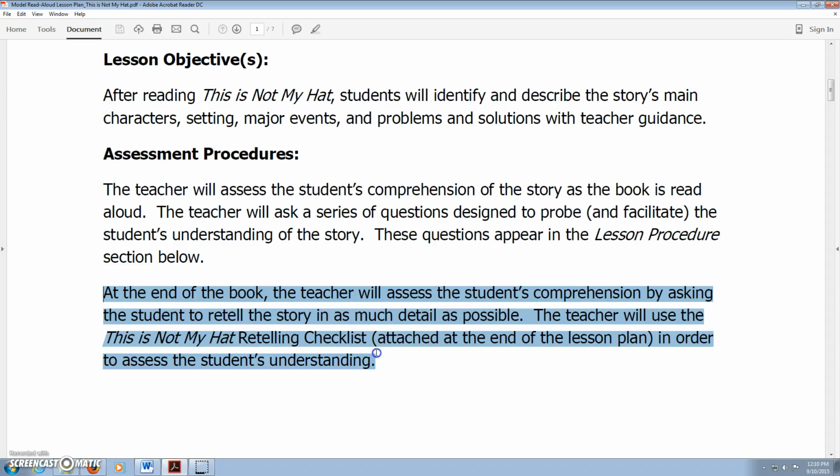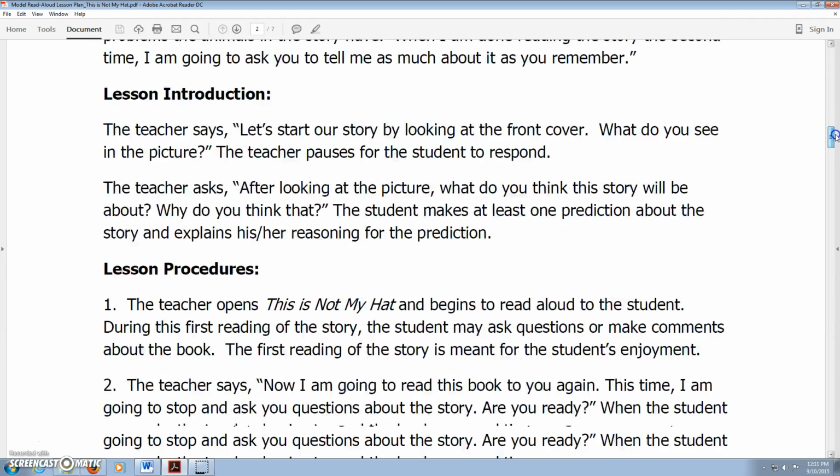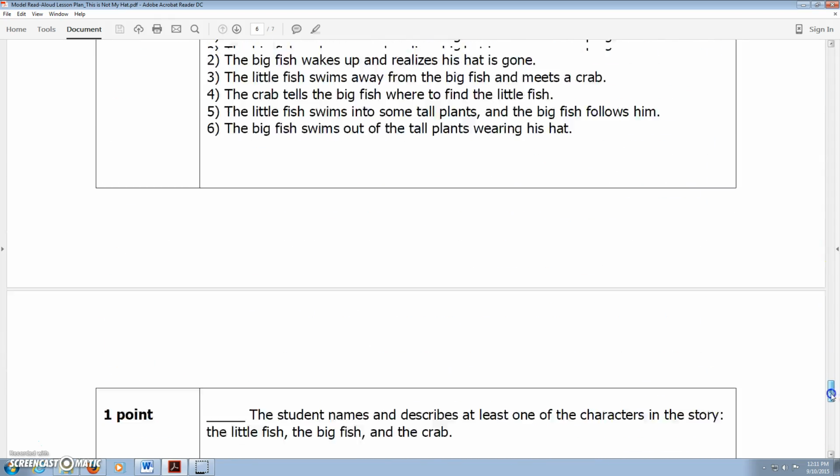The teacher is also going to assess the student's comprehension about the book and about story elements by asking the student to retell the story in as much detail as possible. So with this particular lesson plan, the teacher is going to assess that by using a retelling checklist. And when you write your read aloud lesson plan, you are going to create your own retelling checklist. And just for the sake of showing you what it looks like, this is the retelling checklist.